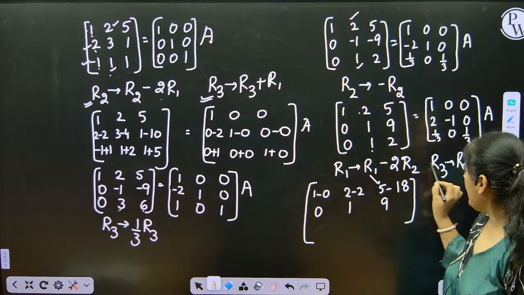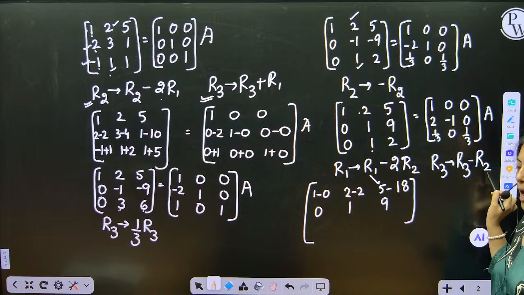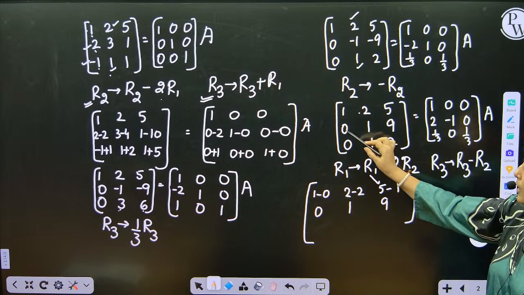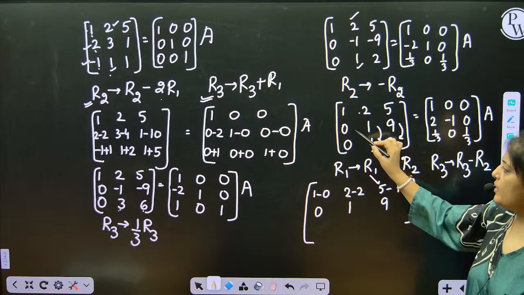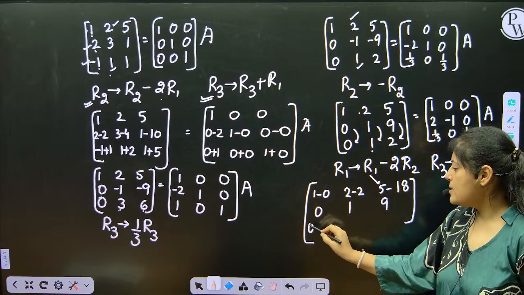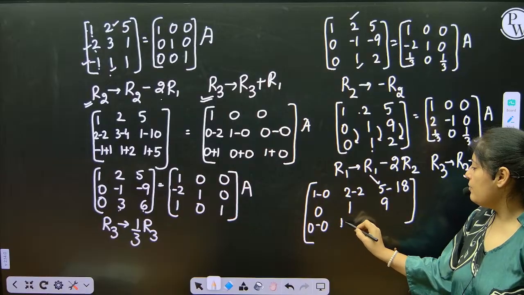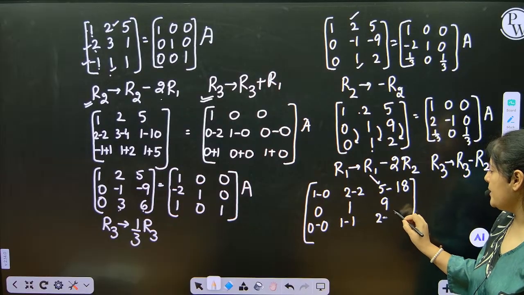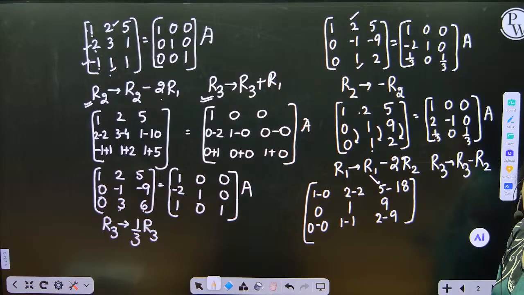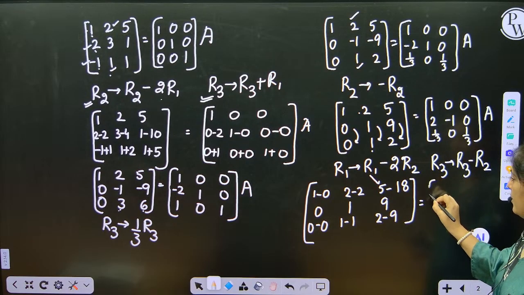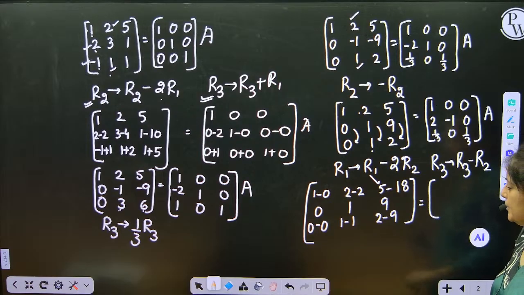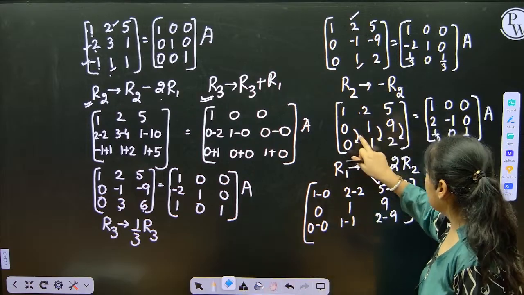Now again I am changing R3 also. In R3, what am I doing? These elements I am just subtracting. So 0 minus 0 as it is, 1 minus 1, and 2 minus 9. Okay, same operations I have to apply here. Now let me change.